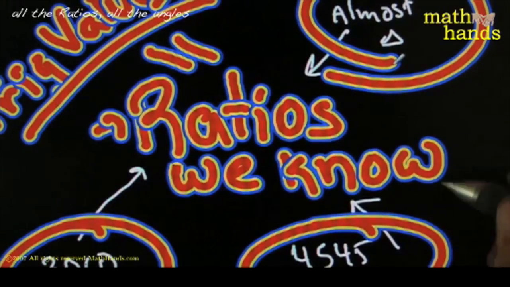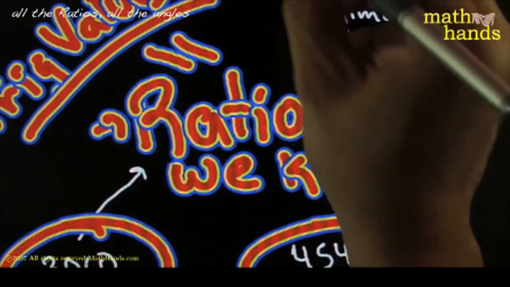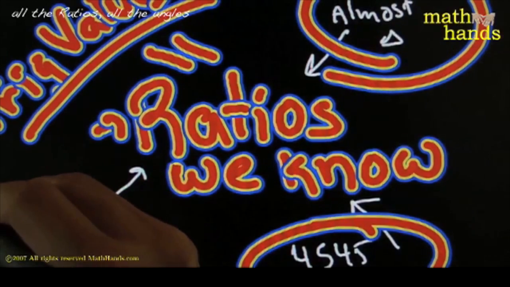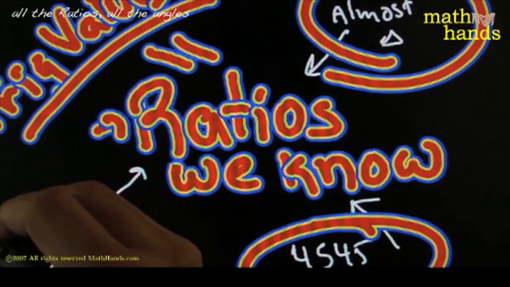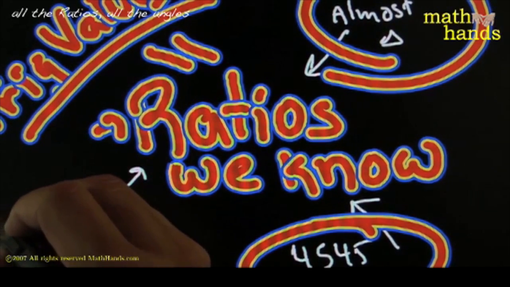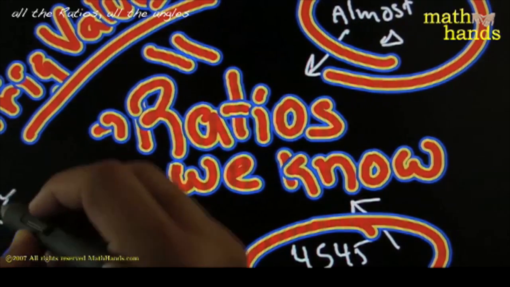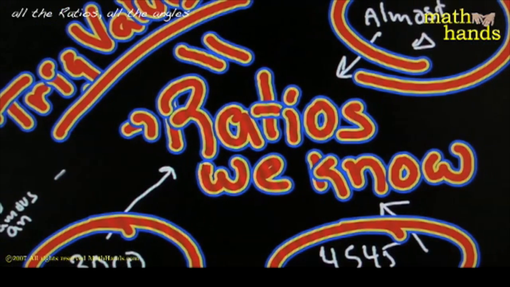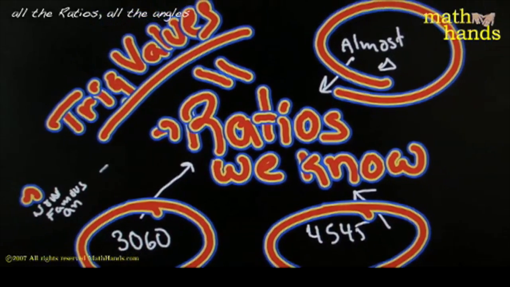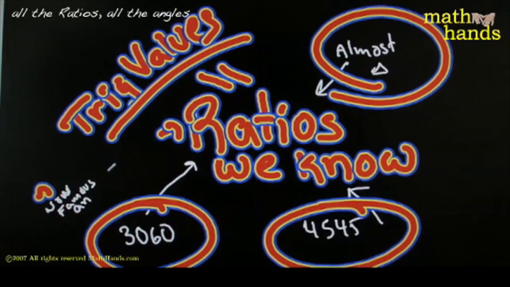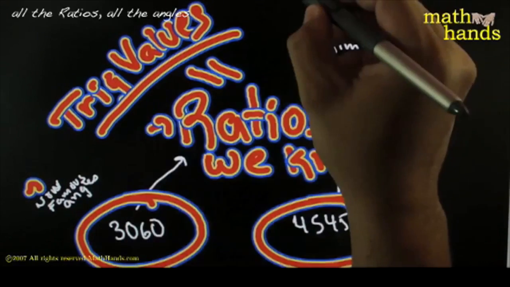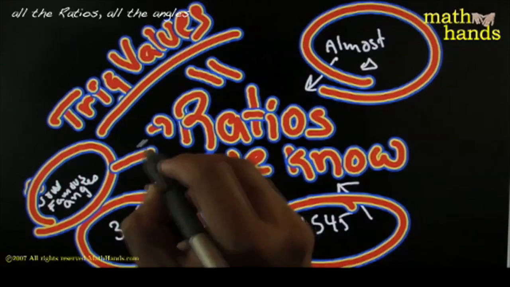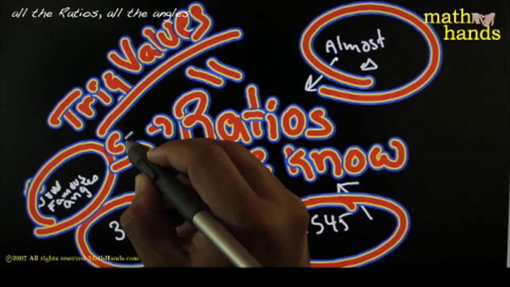Okay, so all the rest of them, the non-famous ones, let's call them non-famous angles. Now, all the non-famous angles, we will know the ratios by the calculator. Okay, I'll just use C for calculator.